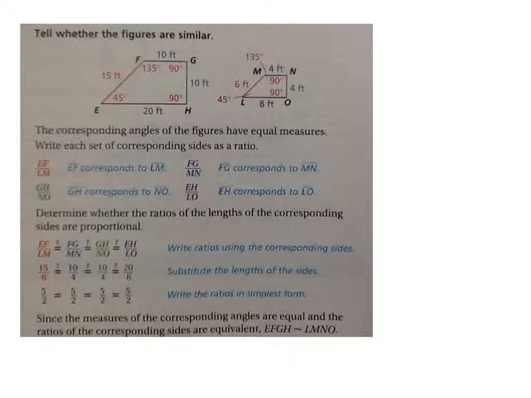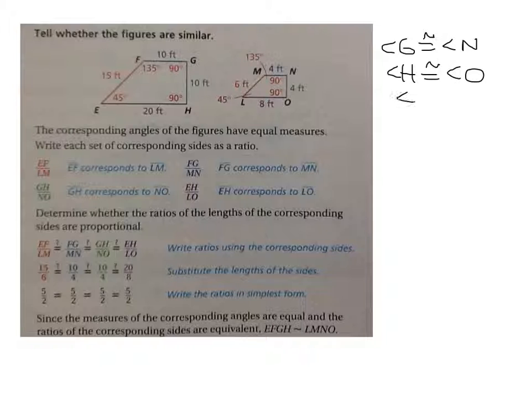We have a quadrilateral. It's a trapezoid, because I only have one set of parallel lines. We're going to determine if they are similar to each other. If you look at this, it says the corresponding angles of the figures have equal measures. Angle G corresponds to angle N. Are they the same? Yes. Angle H, 2. Are they the same?